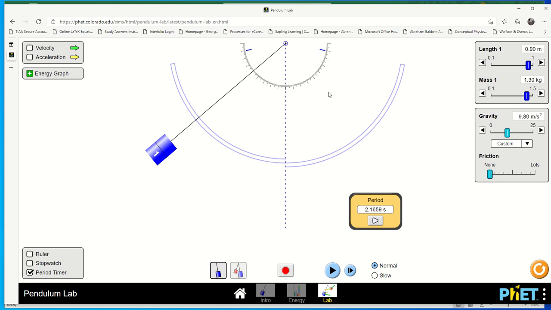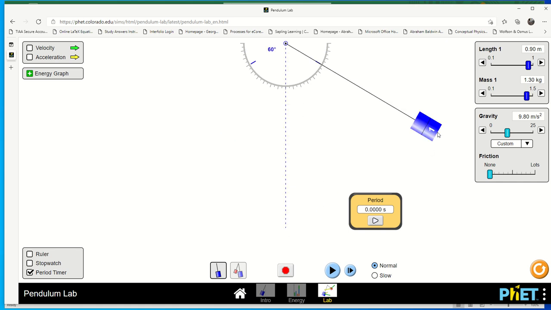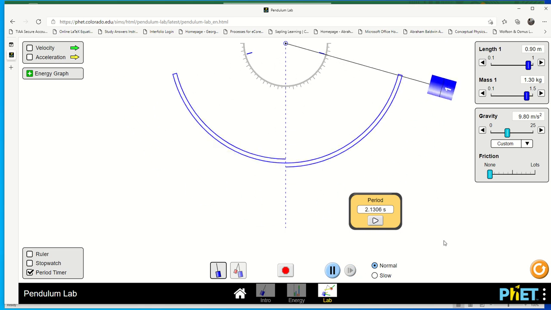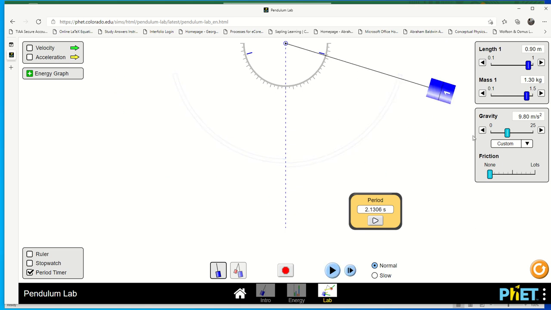Okay. Then do 75. Don't forget to start the period timer. There we go. I mean, you get the idea. It's pretty straightforward. And then for sheet 2, just cut the length in half.